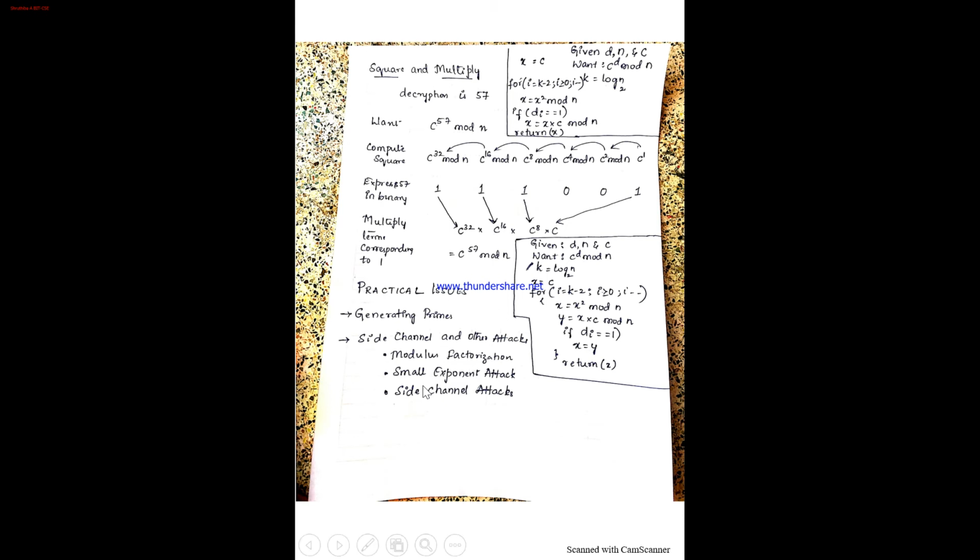Okay, so in modulus factorization, you just highlight the Pollard rho algorithm. In small exponent attack, you will be highlighting the Chinese remainder theorem, and in side channel attack, you will be highlighting time and power consumption. So you can just take the square. So this is conditional, and this is unconditional. The same thing I've written, but this is for conditional and this is unconditional. That's it. Okay, this is about practical issues.